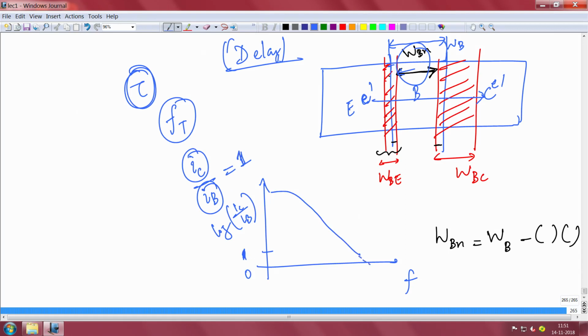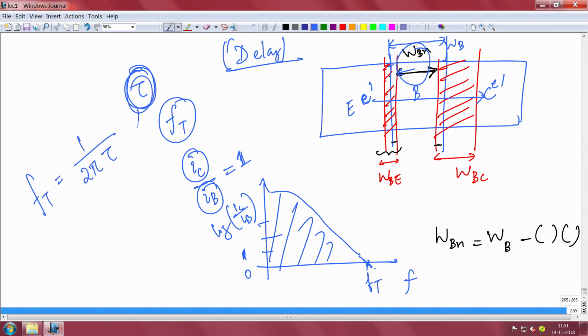So, this point is called FT, the current gain cutoff frequency, and beyond this the gain will be less than 1; on log scale it will be negative. So, to get some gain you have to operate in this regime. Basically this is the current gain cutoff frequency FT, and FT is given by 1 by 2 pi tau.